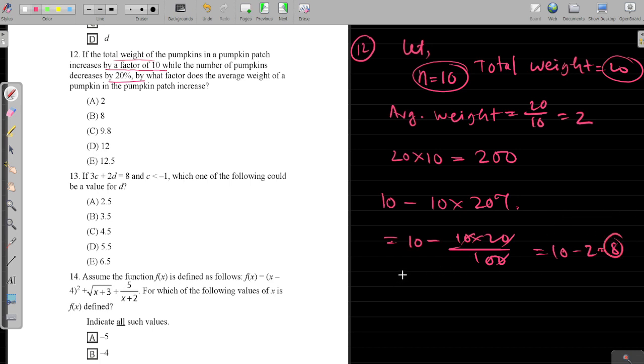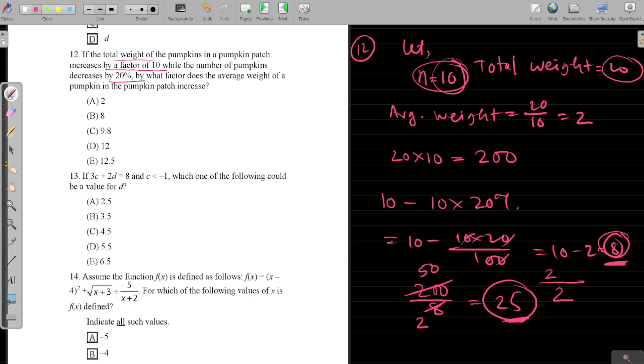So now the average weight of the pumpkin will be 200 divided by 8. If I cut down this one by 4, so 50, and this one will be 2, so this will be 25, right? Now this 25, this weight is for how many pumpkins? The lost pumpkin is 2, because initially the number of pumpkins was 10, now the number of pumpkins is 8. That's why this 25 is for 2. So the average weight of this 2 pumpkins is 12.5. So our answer will be 12.5.